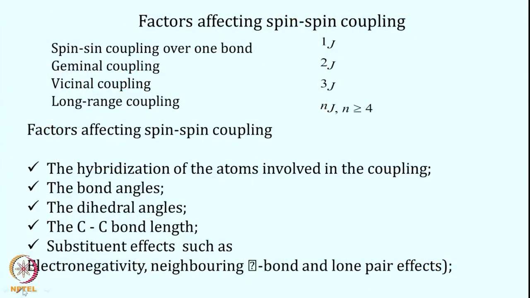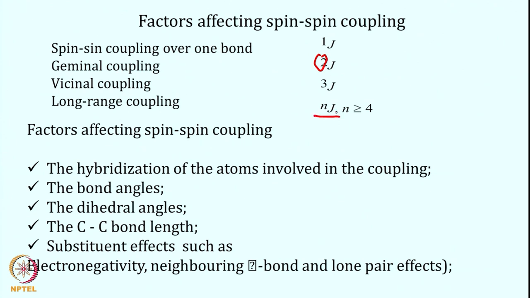Then we moved ahead and looked at the regions for different coupling strengths. We defined that spin-spin coupling over one bond is called 1J, and two-bond coupling is called 2J. Here the superscript is the number of bonds and J is the J coupling; two-bond coupling is also called geminal coupling. Three-bond coupling is called vicinal coupling, denoted by 3J, and long-range coupling, more than four bonds, is denoted by nJ, with n as the superscript.